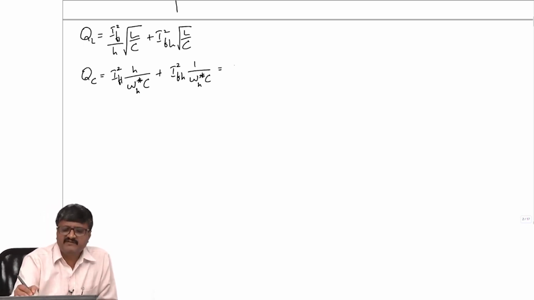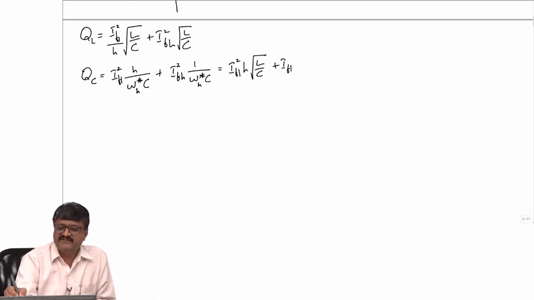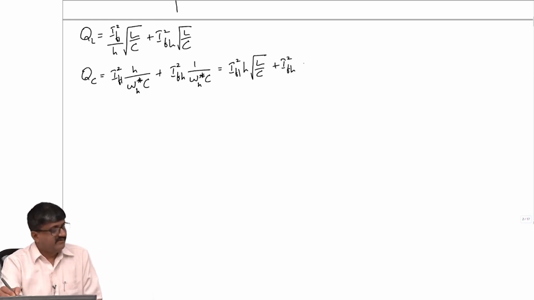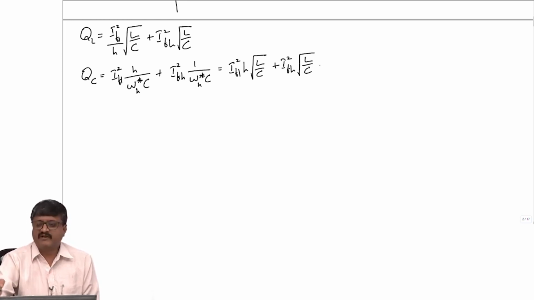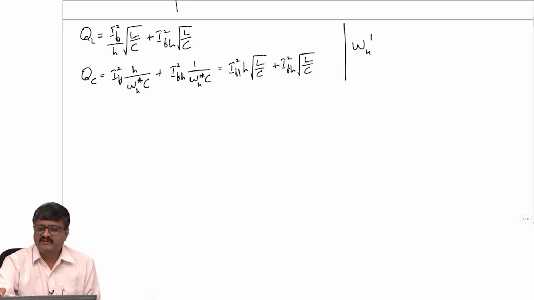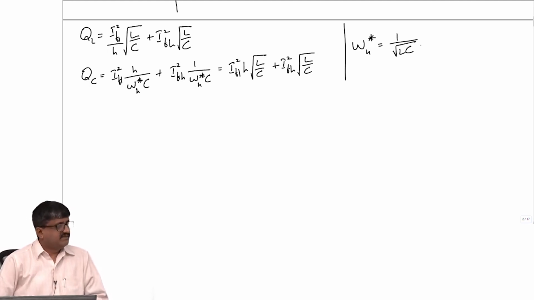So this can be written as, if I use the equation omega h star is equal to 1 by root LC, I get IF1 square into h into L by C plus IFH square into root L by C. See, what I have done here is I use this expression for omega h star, 1 by square root of LC. That's it.